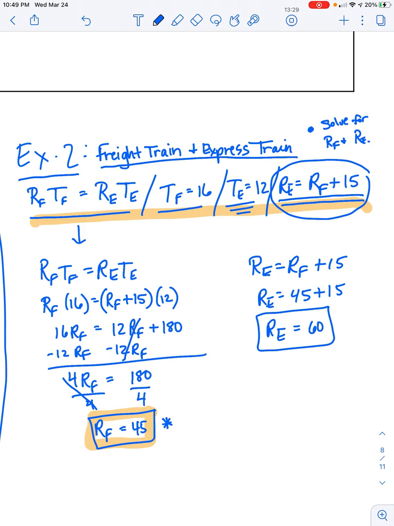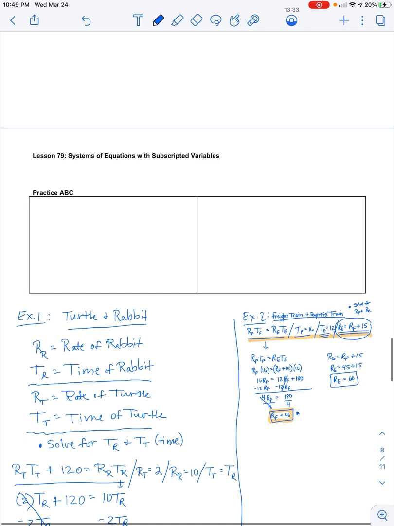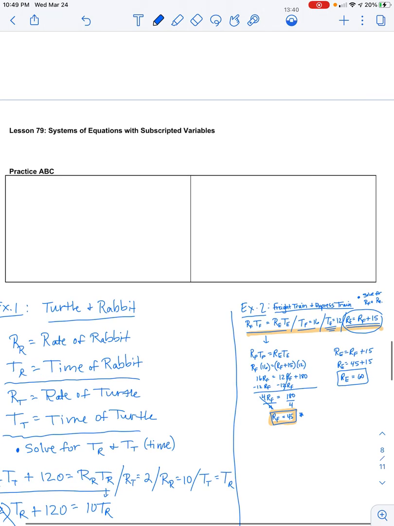Okay, that's it for your notes. Now what I want you to do is open up in your books to page 325. Page 325.